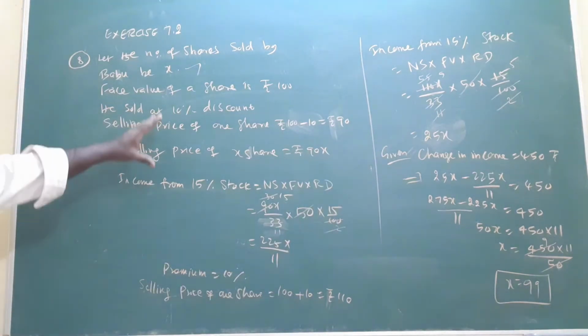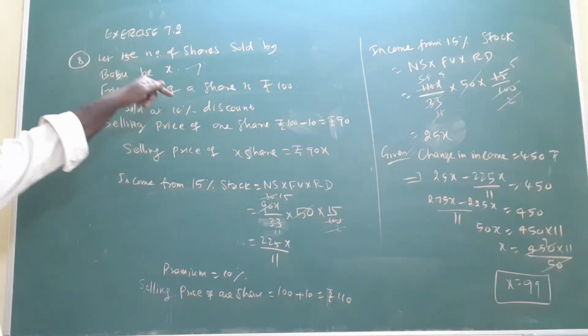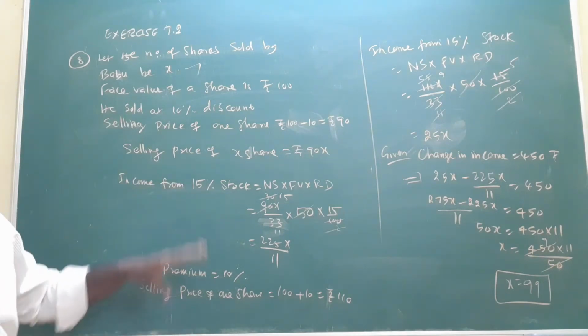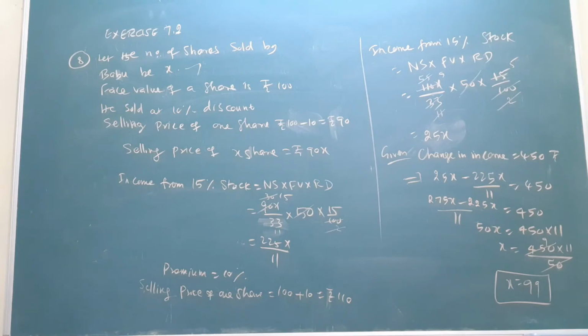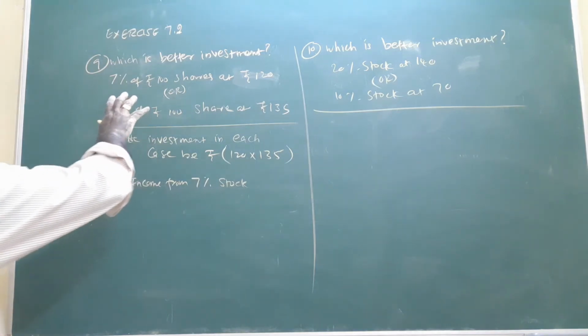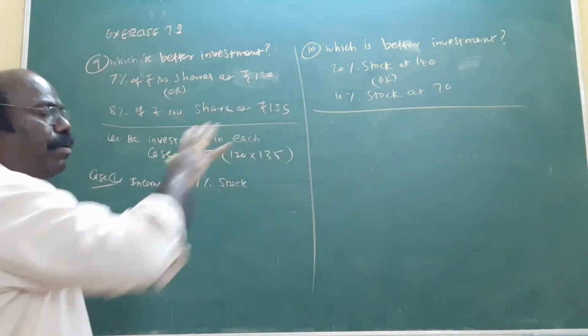Okay, here is some extra. What is extra over here? Discount is given, next premium is given. That is the difference. The remaining data are the same. Again by using the same formula, income is number of shares, face value, rate of dividend, that means RD, short form. That's all.